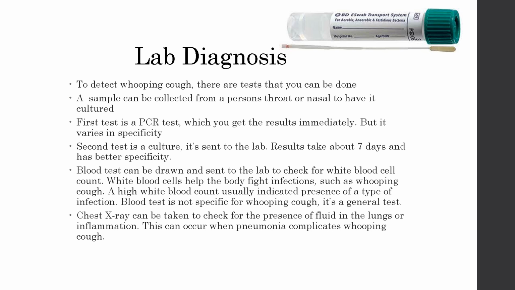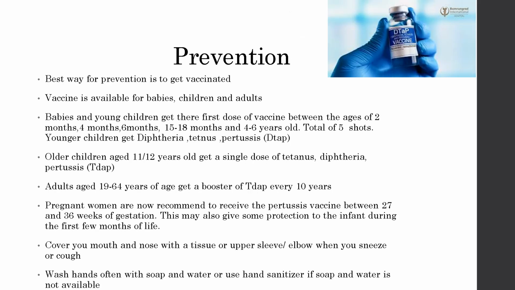specificity. Blood tests can be drawn and sent to the lab to check for white blood cell count. White blood cells help the body fight infections such as whooping cough. A high white count usually indicates the presence of a type of infection. The blood test is not specific for whooping cough, but it is a general test. X-rays can be taken to check for the presence of fluid in the lungs or inflammation. This can occur when pneumonia complicates whooping cough.